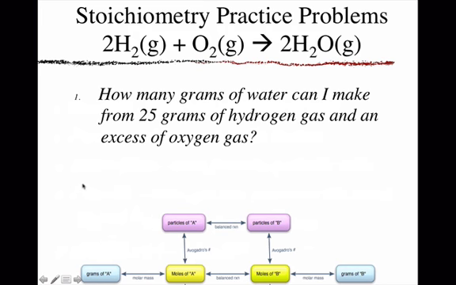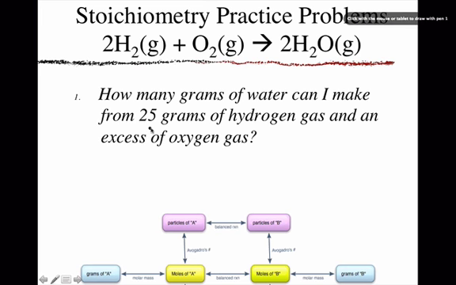So we're just going to do 4 practice problems here on the podcast together, and then we'll do more in class. So the first one says, how many grams of water can I make from 25 grams of hydrogen and an excess of oxygen? The reason they're telling you that there is an excess of oxygen is they're saying we have enough oxygen, we don't need any more. This is going to be what limits the reaction. It's what you should base your stoichiometry off of.